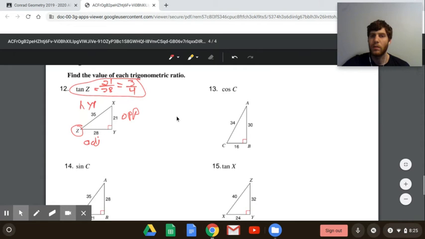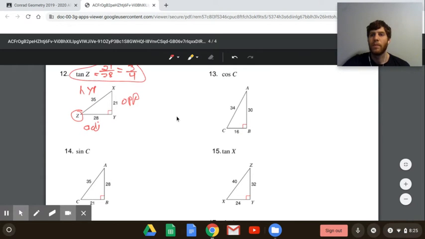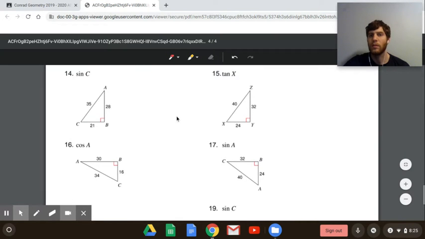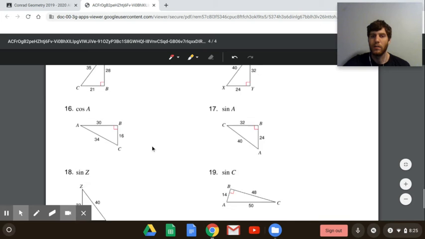And then you're doing the same thing for the other ones here. Cosine is adjacent over hypotenuse. Sine is opposite over hypotenuse. Tangent, you're opposite over adjacent, and so on.